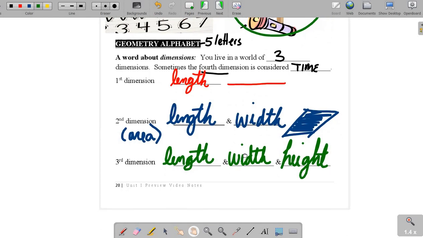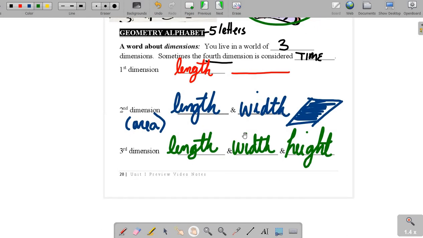So the 1st dimension is only length. The 2nd dimension is things that have length and width. That would be area. And of course the 3rd dimension are things that have length, width, and height. You would commonly visualize this, the beginnings of a cube. Length, width, and height. That's the 1st, 2nd, and 3rd dimension. We need to know these dimensions because our geometric alphabet exists in these dimensions.